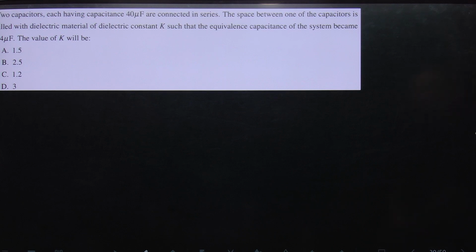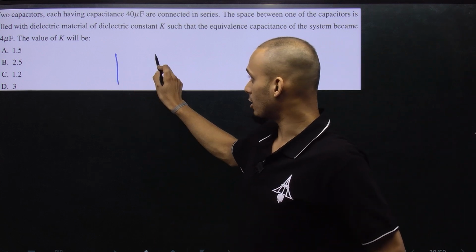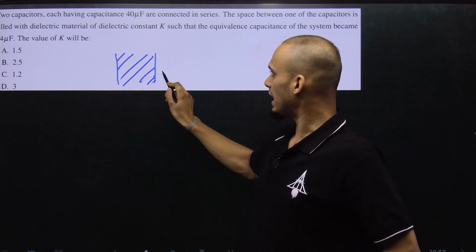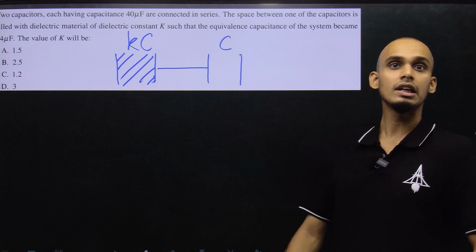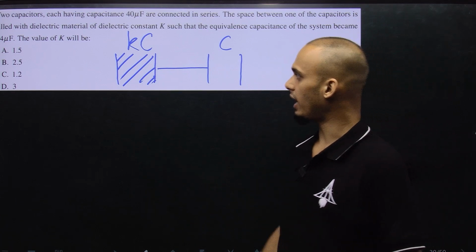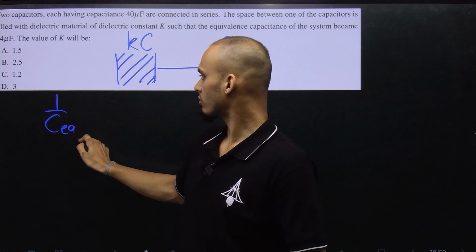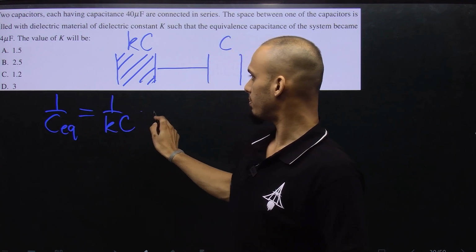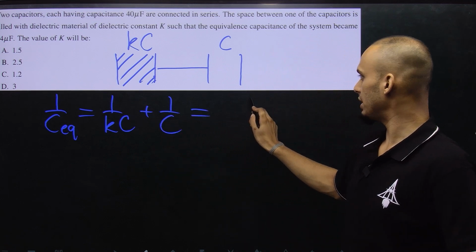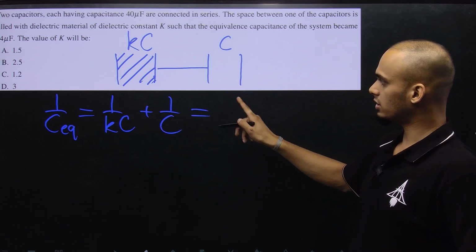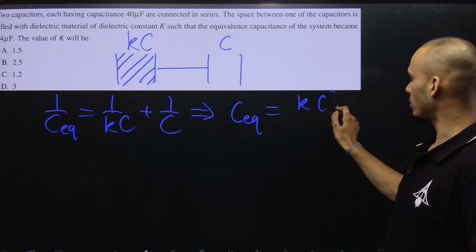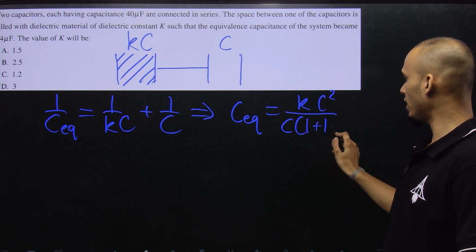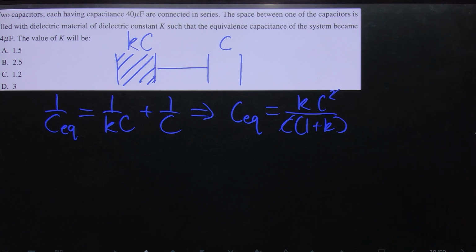Next, you have two capacitors connected in series and the space between one of them is filled with a dielectric. Let's say this capacitor is filled with dielectric constant K and connected in series with another capacitor of capacitance C. The capacitance of this is K into C. The equivalent capacitance is given by 1 upon C equivalent equal to 1 upon K C plus 1 upon C. That is simply K C plus C into K. So C equivalent will be equal to K C squared upon C into 1 plus K. C squared and C will get cancelled from here.